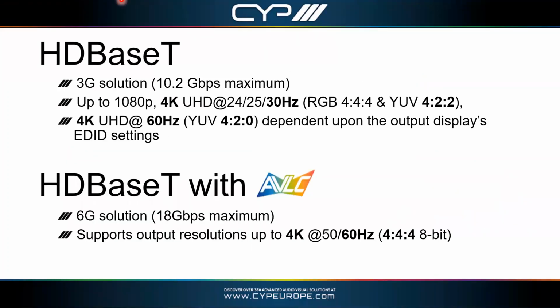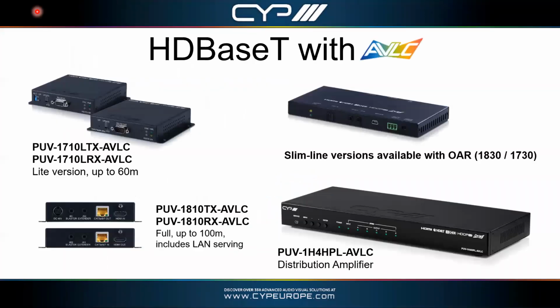So you've got the 3G solution, which is your HDBaseT regular, maximum 10.2 gigabits per second. And then you've got the 6G solution, which is the AVLC. So again, we're now offering essentially all of those, just to give more price point ranges, more specification ranges, and obviously then the highest image quality when the customer demands it.